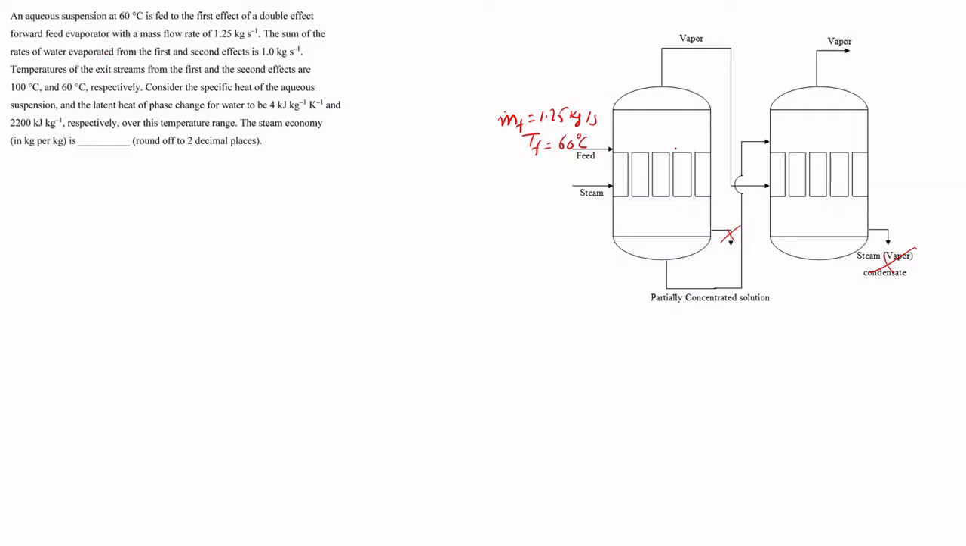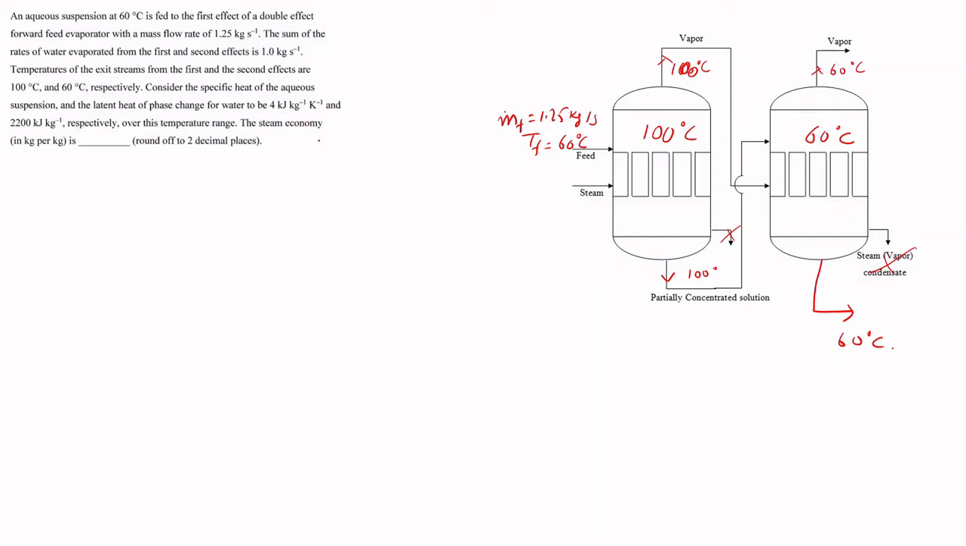So in the first effect the temperature will be 100 degrees Celsius, and in the second effect the temperature will be 60 degrees Celsius. So both outlets will be at the same temperatures of 100 degrees Celsius and 60 degrees Celsius. Here the temperature will be 100 degrees Celsius, here it will be 60 degrees Celsius. Similarly here it will be 100 degrees Celsius, and the final product will get out at 60 degrees Celsius. And we have been given the specific heat and latent heat for phase change.